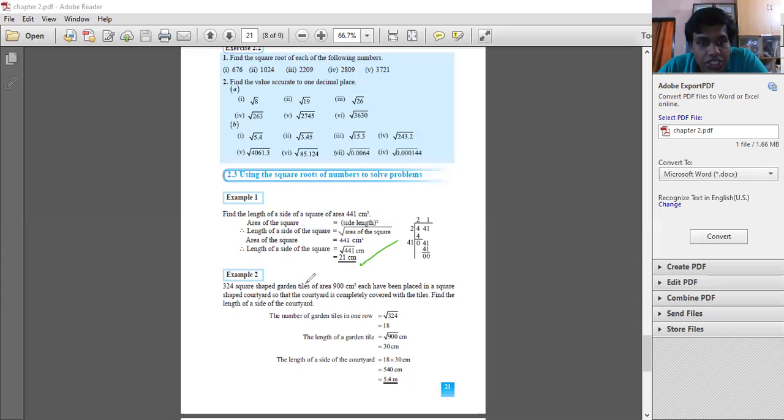324 square shaped garden tiles of area 900 centimeters squared, which have been placed in a square shaped courtyard so that the courtyard is completely covered with the tiles. Find the length of a side of the courtyard. So 324 square.